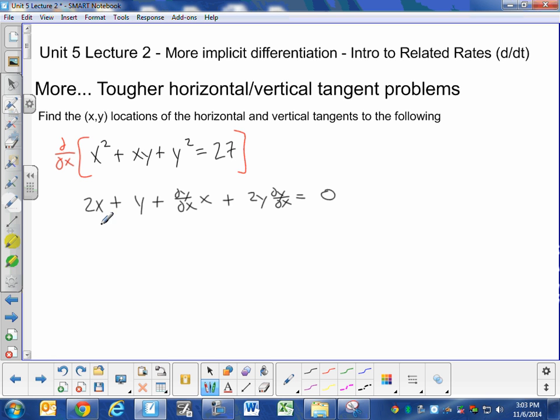Okay, now solve for dy/dx. We'll subtract 2x and subtract y from both sides. And then we'll factor out the dy/dx and divide.